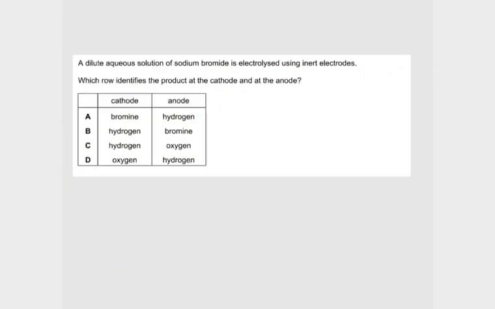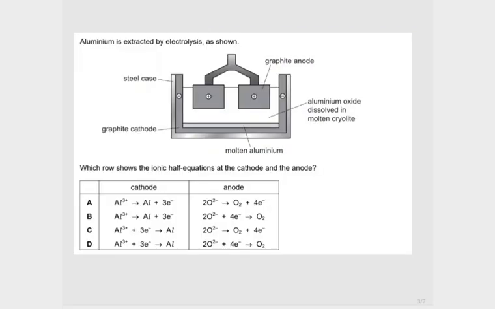A dilute aqueous solution of sodium bromide is electrolyzed using inert electrodes. Which row identifies the product at the cathode and at the anode? So it's a dilute aqueous solution of sodium bromide. Since it is dilute, you're going to get oxygen at the anode, and since it's sodium and it's an aqueous solution, you are going to get hydrogen at the cathode. So cathode is hydrogen, anode is oxygen. The option is C.